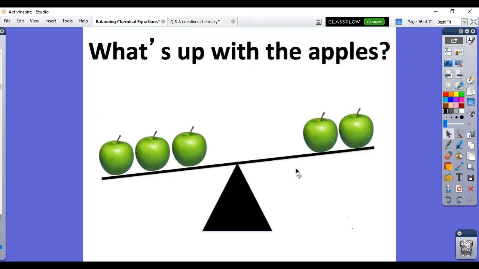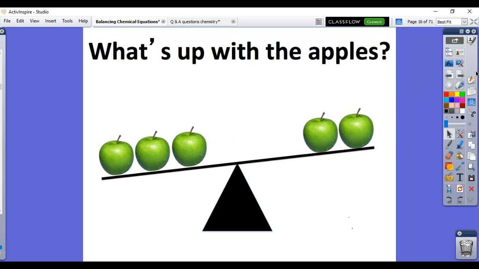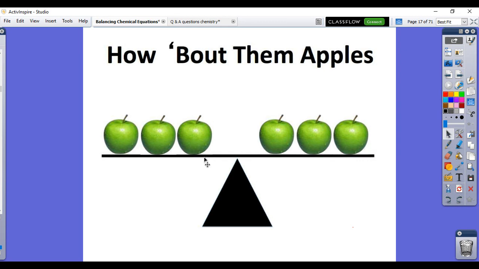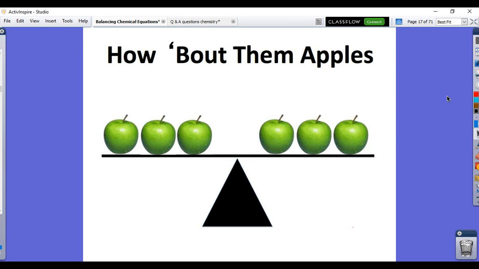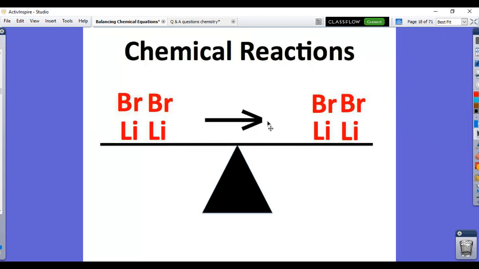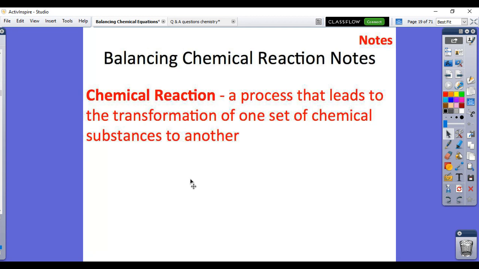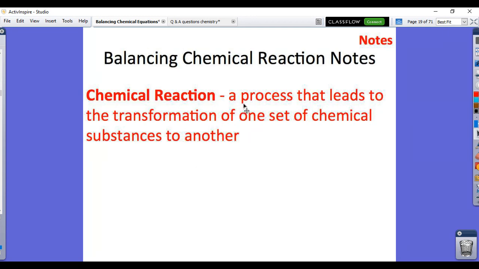Now, what's up with these apples? Right, they're not balanced. You've got 2 on this side, you've got 3 on the other side. So now we have 3 on both sides. Now they are equal, or they are balanced. Chemical reactions have to do the same thing. We've got to have 2 bromines on the left, 2 bromines on the right, 2 lithiums on the left, and 2 lithiums on the right. A chemical reaction is a process that leads to the transformation of one set of chemical substances to another.